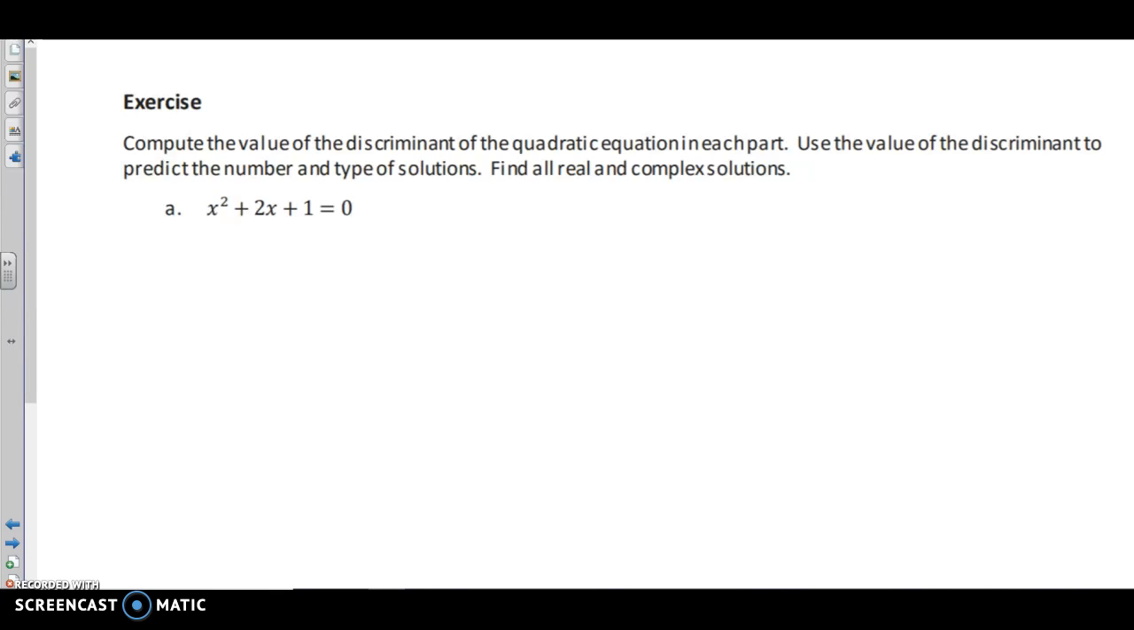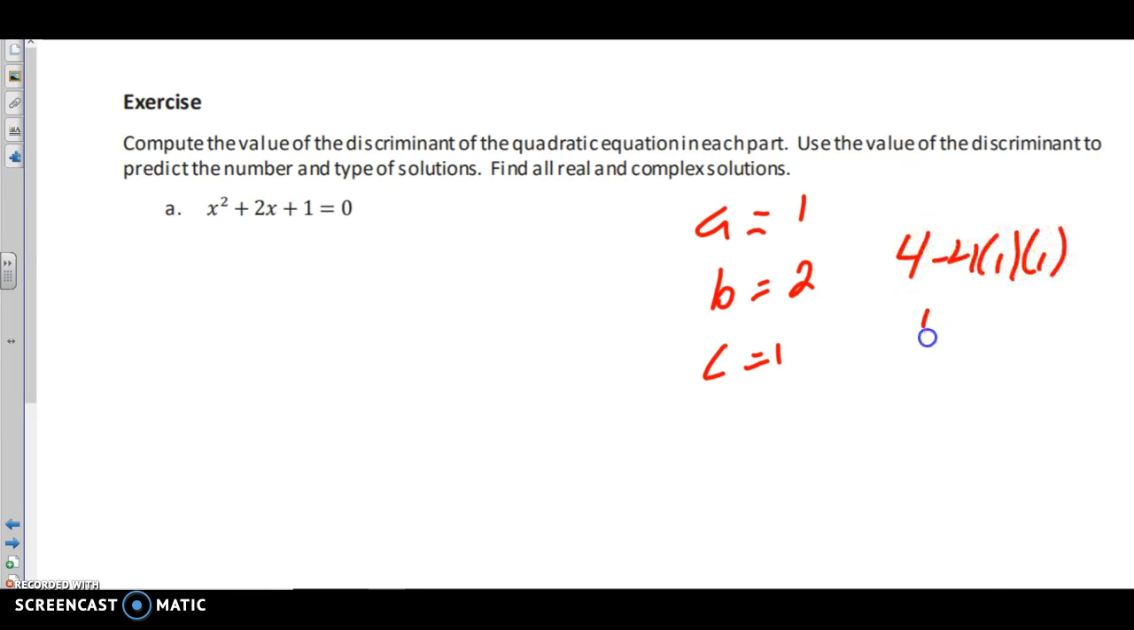Pretty straightforward. That's all we're looking at. So we're using the discriminant to predict. In this case, A equals 1, B equals 2, C equals 1. B squared is 4 minus 4 times 1 times 1. 4 minus 4 is 0. I should have one real solution.